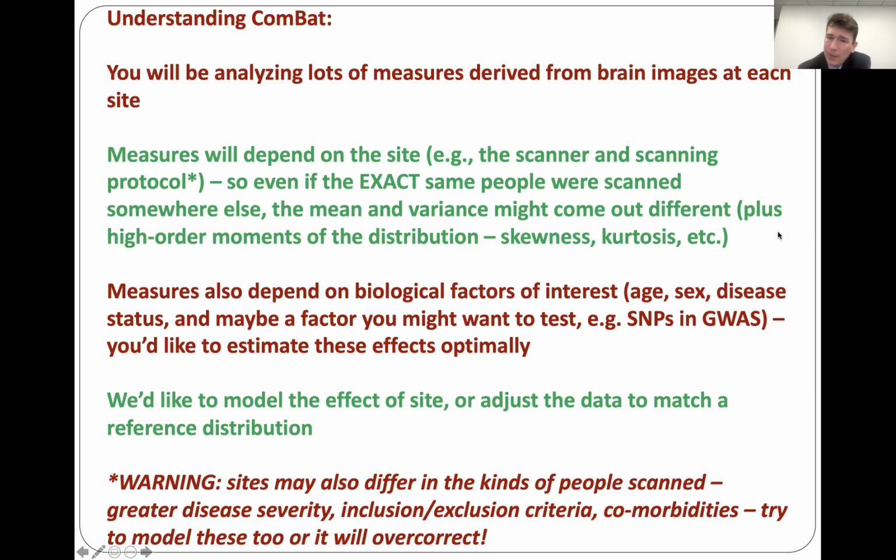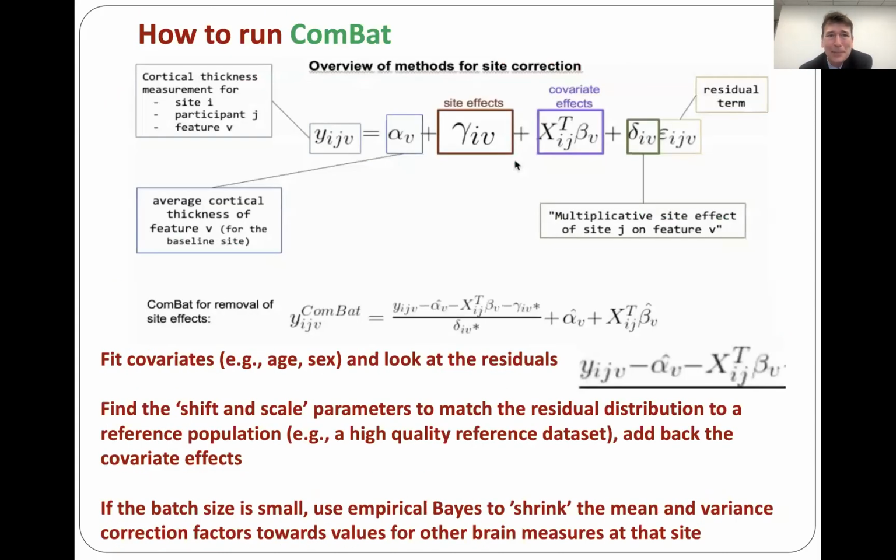So we'd like to model the effect of site, or equivalently adjust the data to match a reference distribution. But one very dangerous part of doing this, which you have to be very careful about, is that sites also differ in other ways. They differ in the types of people scanned. Patients might have a different disease severity. They might have different inclusion or exclusion criteria, either deliberate or just because of the demographics at the location of the scanning. And you have to model these too, otherwise these methods often overcorrect the data. And I'll give you some examples of why that is bad.